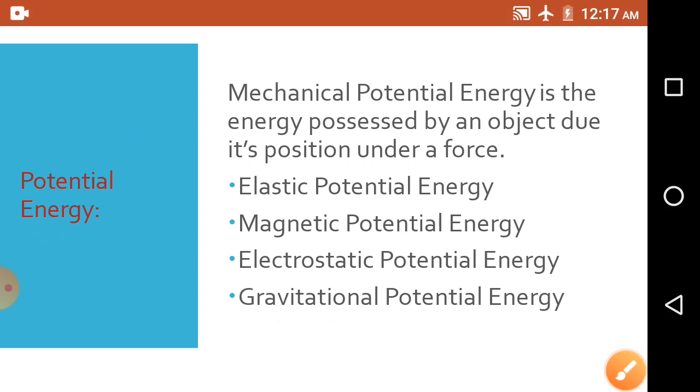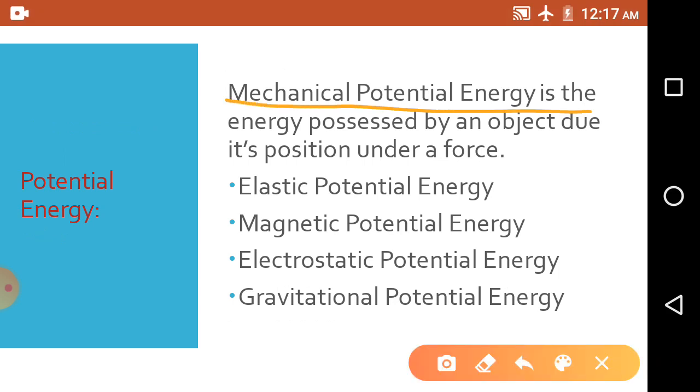See, the mechanical potential energy is the energy possessed by an object due to its position. Okay, due to its position under a force. That means there is some position. Due to this position the body possesses potential energy, and this position where it is kept is under the influence of some other force.